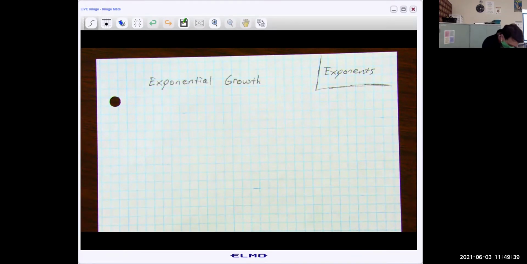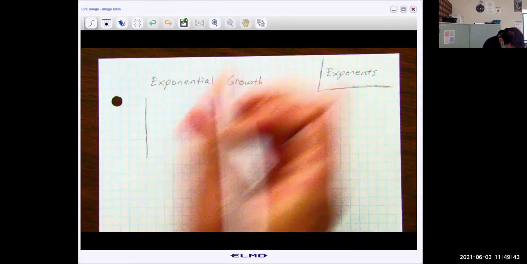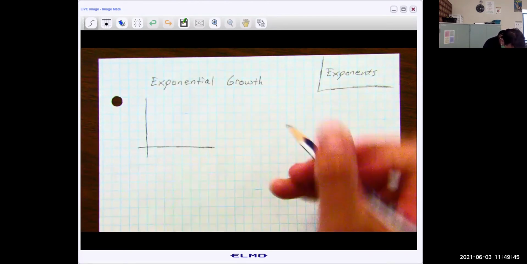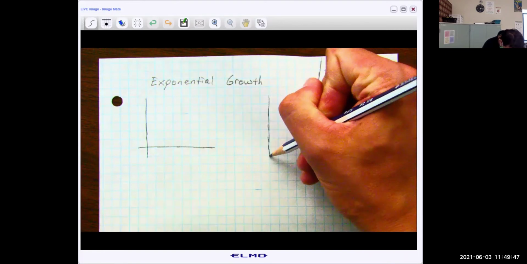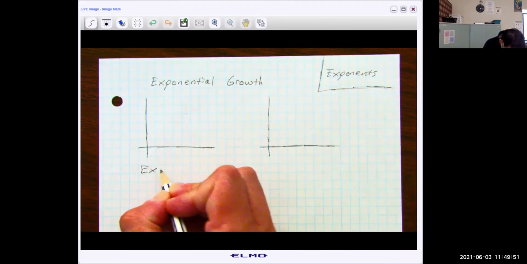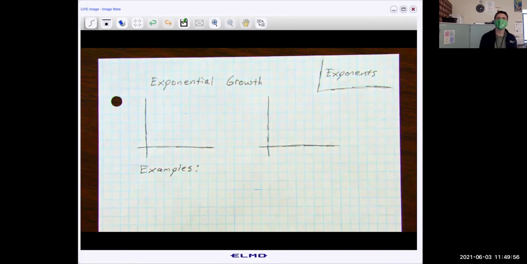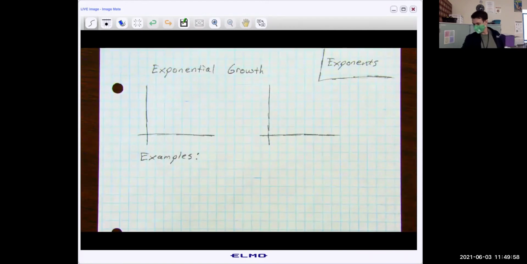And we're going to look at a couple graphs. So I'm going to set up my coordinate plane a little bit like this, and another one over here. And then we're also going to talk about some examples. So make sure you have your notes set up like that.